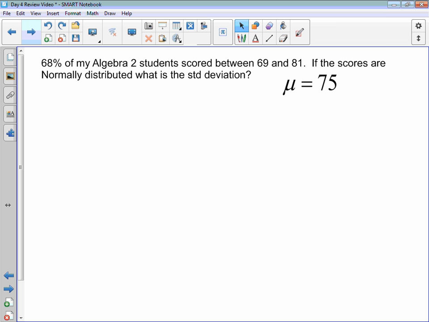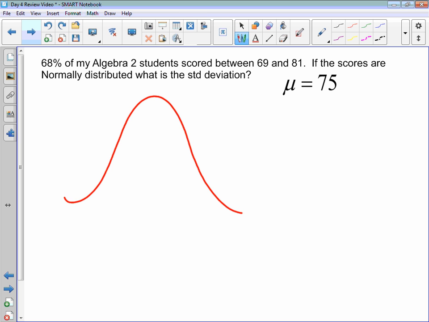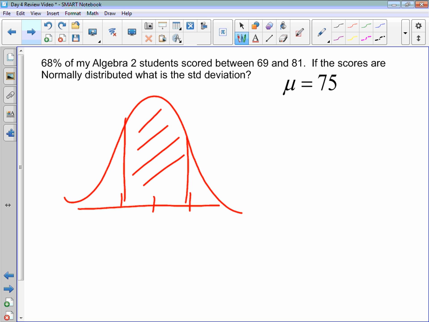So think about this. If I draw a normal distribution, and I tell you that 68% is a warning, that's like bells ringing. That's going to be one standard deviation above and one standard deviation below on a normal distribution. So if this is 69 and this is 81, then the mean has to be halfway in between. If you do 81 minus 69 and divide it by 2, you get 6. So 69 plus 6 is the mean of 75.